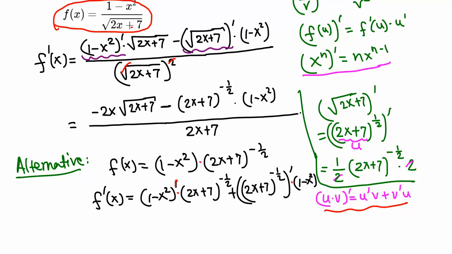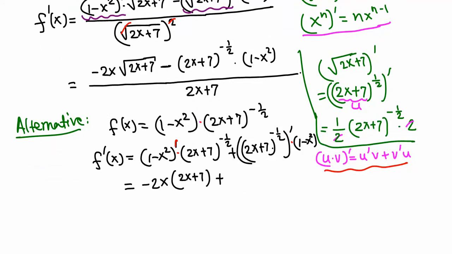Now let's find the derivatives and we'll be done. The derivative of 1 minus x squared: the derivative of 1 is 0 minus the derivative of x squared, which is 2x, so basically negative 2x, times 2x plus 7 raised to negative 1/2, plus, now it's complicated, so we need to use the chain rule here. 2x plus 7 is the inner function, and this raised to negative 1/2, something raised to negative 1/2, is like u or x raised to n, the outer function.